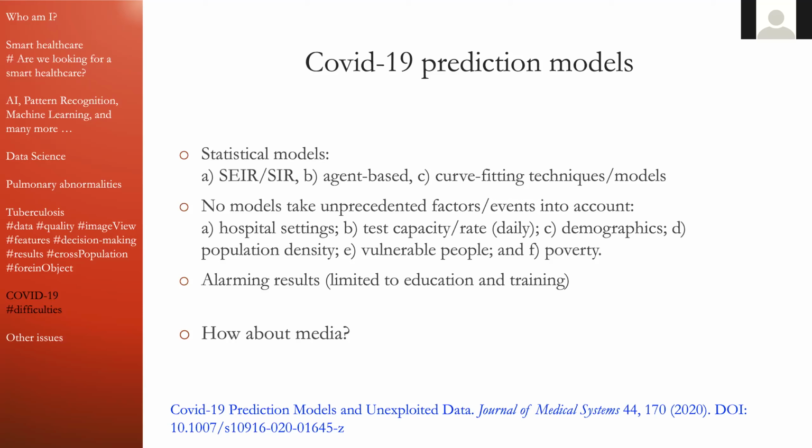But one thing you really want to consider is that no statistical model takes unprecedented factors or events into account. For instance, hospital settings, daily test capacity rate, demographics, population density, vulnerable people, I'm talking about immunocompromised people, and poverty. If poverty goes up, do you think they can buy food? No. If they don't buy food, they cannot eat. That means their immune power goes down. All these factors are never taken into account in any statistical models.